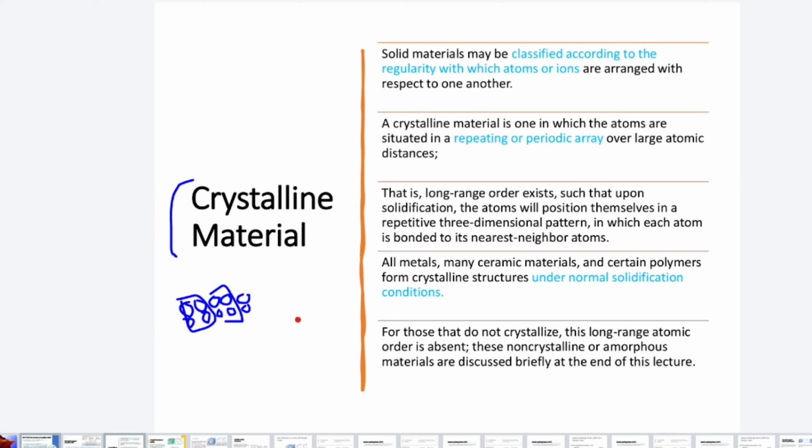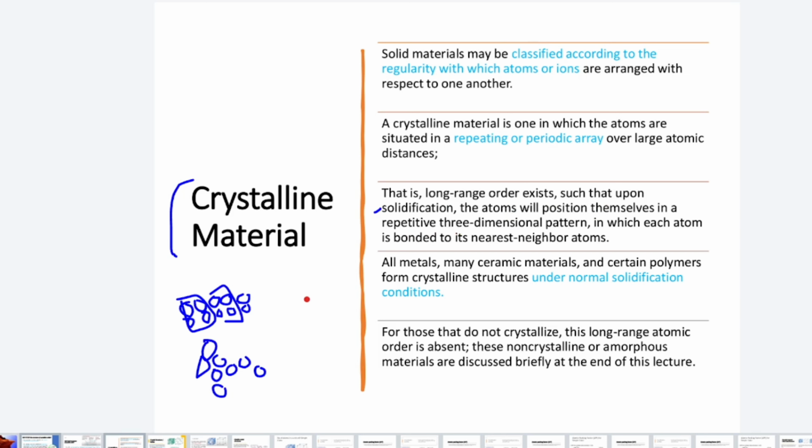So whenever there is a repeating order of atoms and ions within a material, we call that material a crystalline material. If this order of atoms is random, and we don't see any specific order, then we can say it is non-crystalline. So long-range order exists such that upon solidification, the atoms will position themselves in a repetitive 3-dimensional pattern.